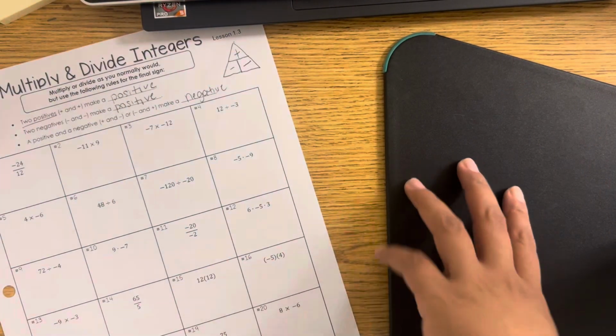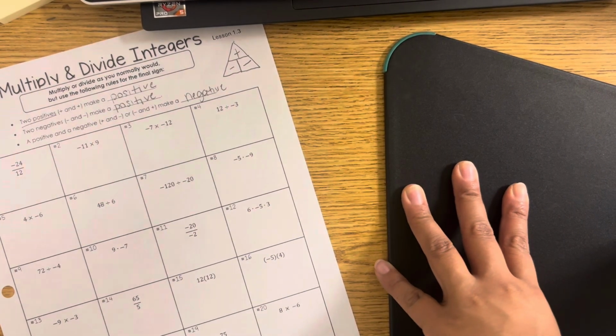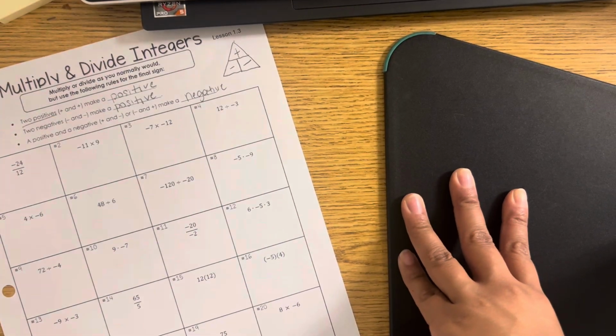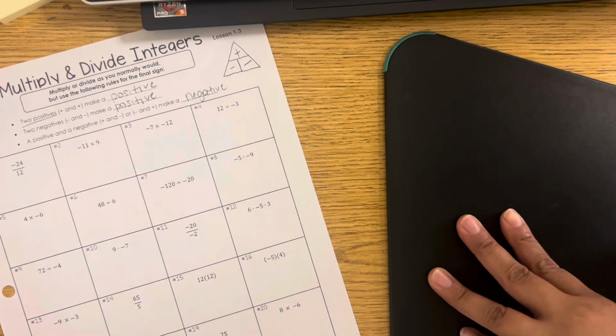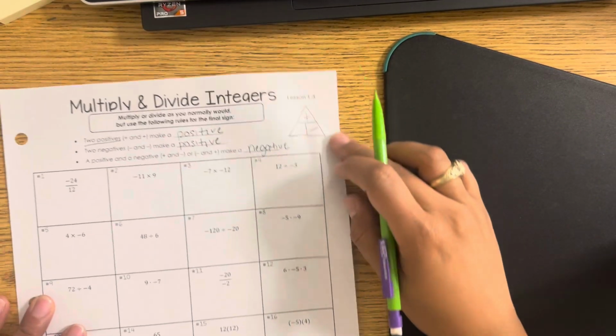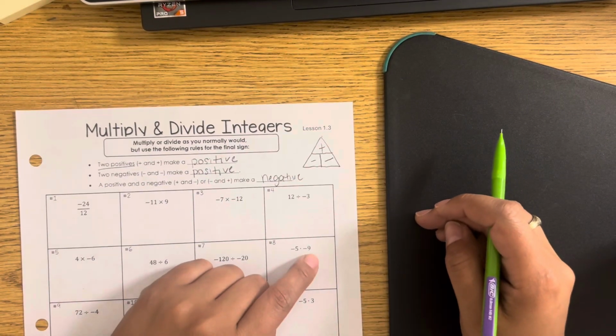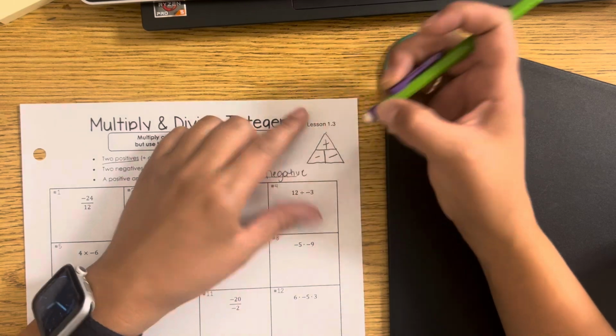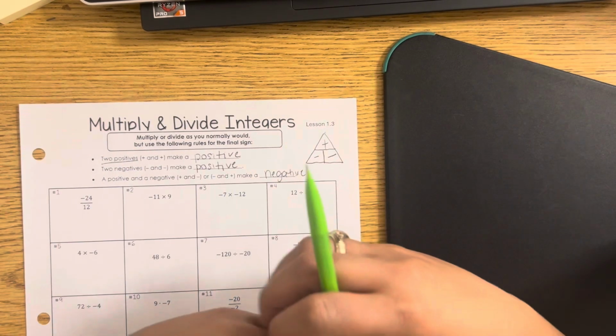Hold on. Sorry, all my pencils are depleted. Let's see, there we go. Okay, so for instance, if I have, nope, yeah.